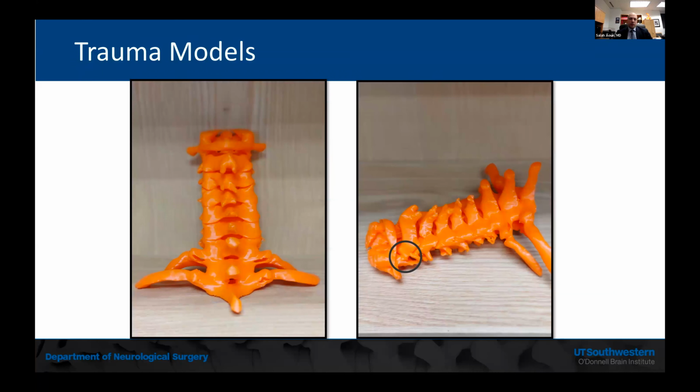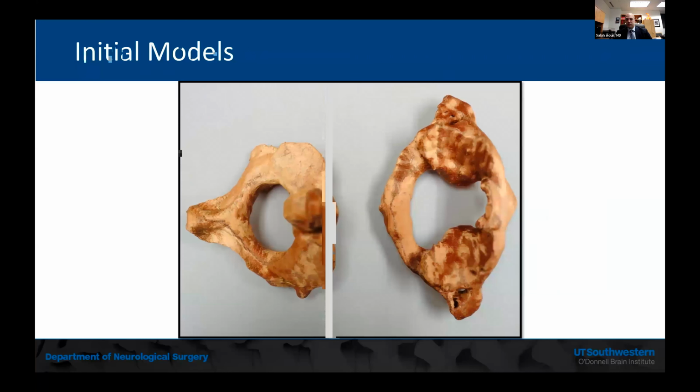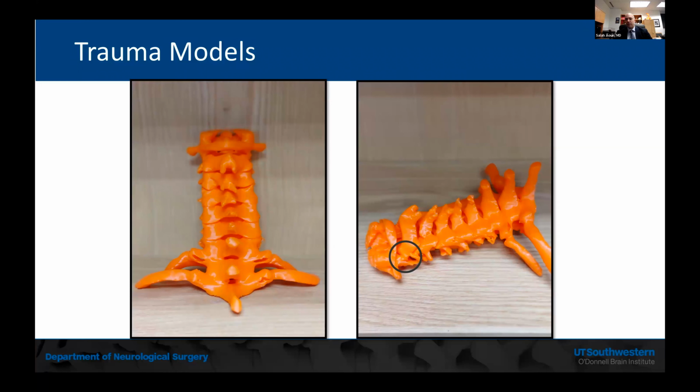The next step was to start printing that for our trauma models. And these were life-size. They're easy to do because the cervical spine is relatively small. This is one of the first models we did for a hangman's fracture, just to showcase to the patient and to residents how a hangman's fracture looks.